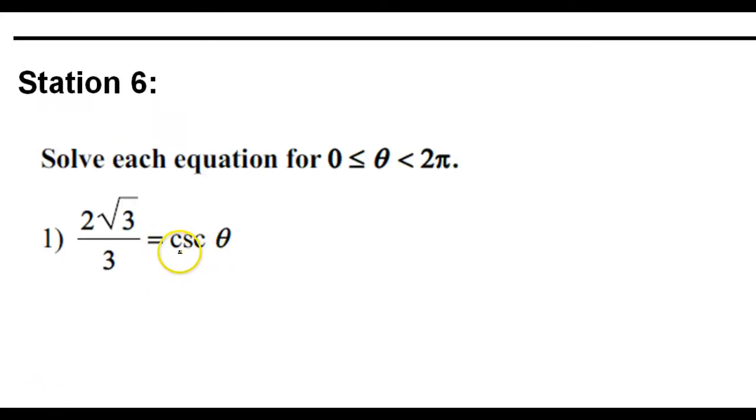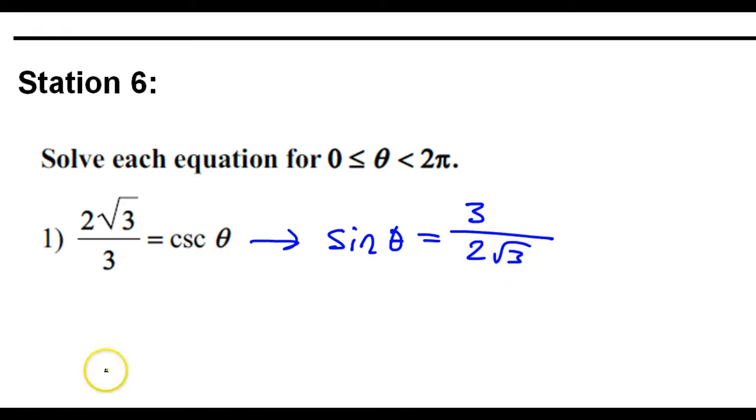Now, the cosecant is the reciprocal of the sine function. So this equation tells us that the sine of theta must equal 3 over 2 radical 3. Now, the only thing that makes this even slightly difficult is because they're writing it in a form that we don't usually use. At least we haven't been doing it in class. Let's rationalize the denominator to make it look like what we're used to. In other words, let's get this radical out of the denominator.